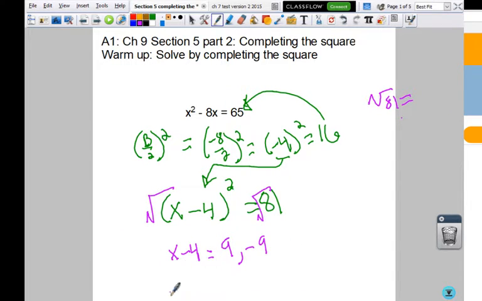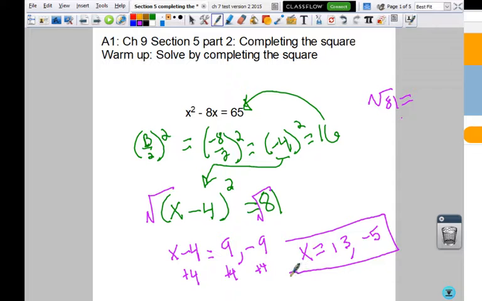Then you had 4, and then we're going to add 4. Yep. And when I add 4, I have to add it on both pieces over here. So I got to go plus 4 and plus 4. And I'm going to get x equals 9 plus 4 is 13, and negative 9 plus 4 is negative 5. Those are my 2 answers. 13, negative 5.